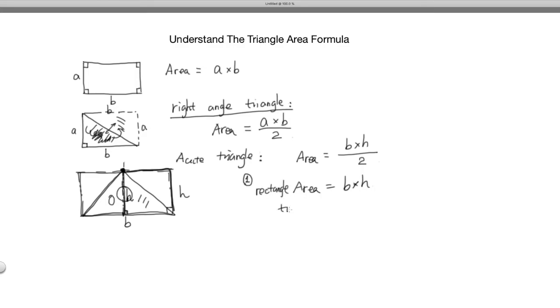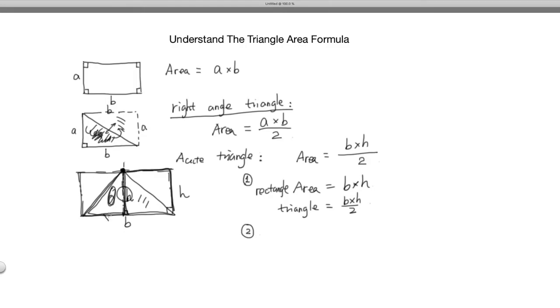So the triangle equals half of this rectangle, equals half times b times h. The second method builds upon this right angle triangle formula and uses a little bit of algebra. So let's see. Again, consider this right angle triangle here.